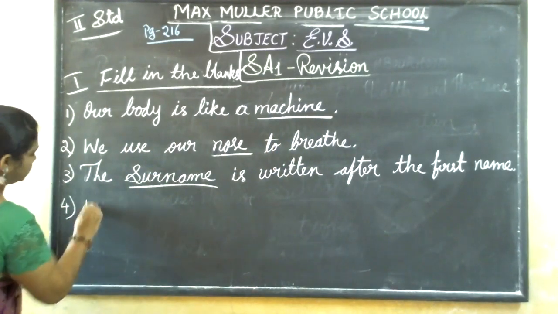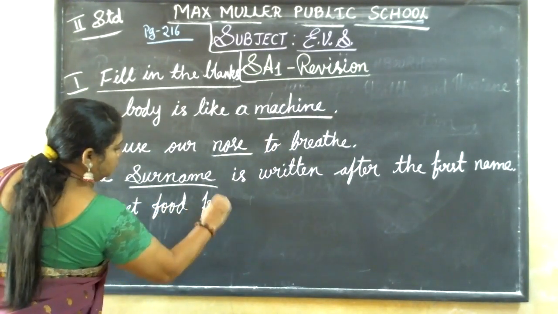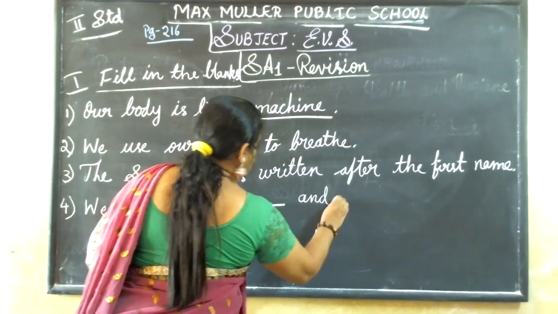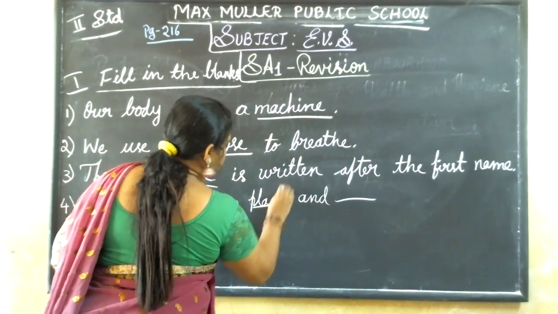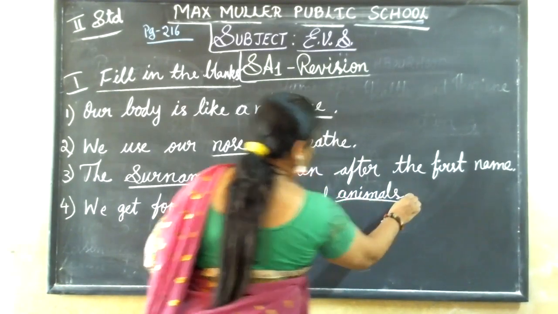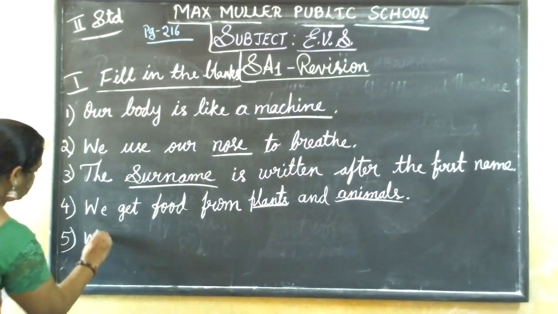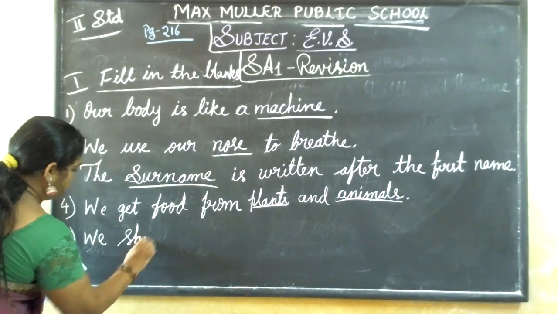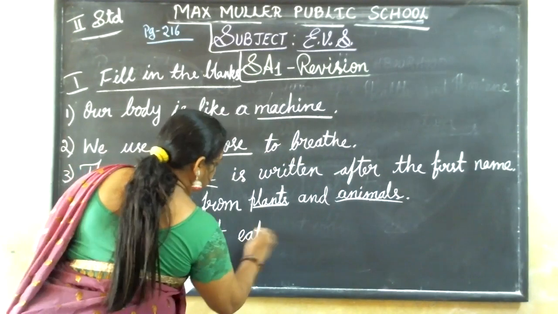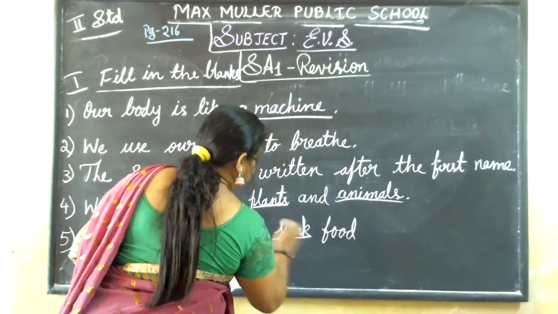Fourth one. We get food from dash and dash, plants and animals. Okay. Fifth one. We should not eat dash food. Junk food.